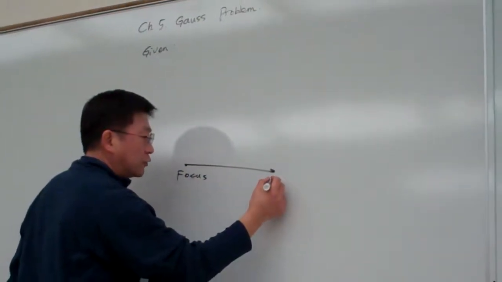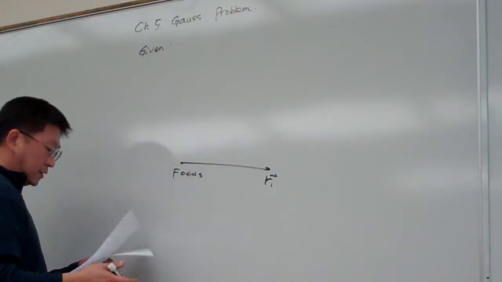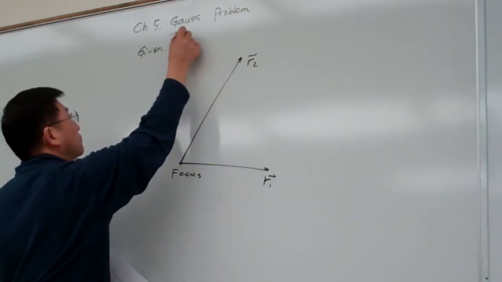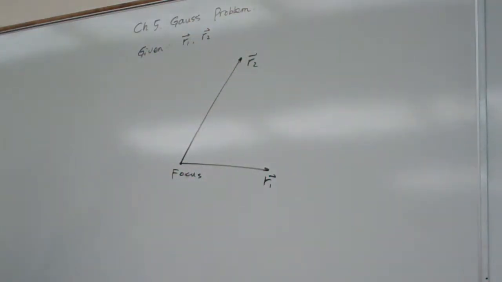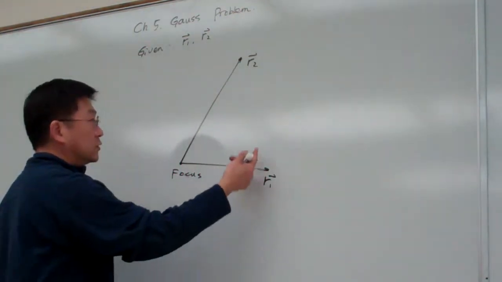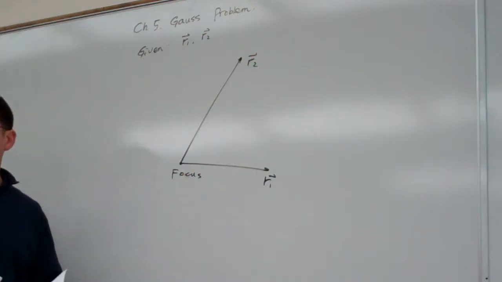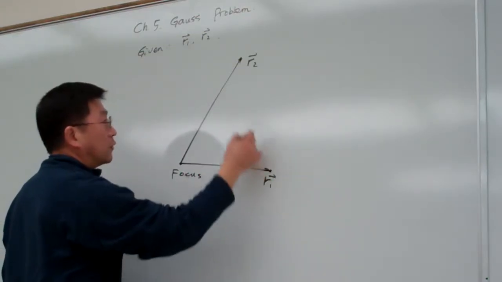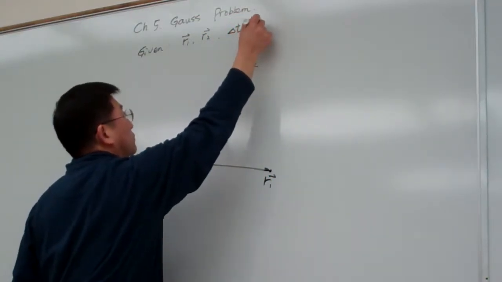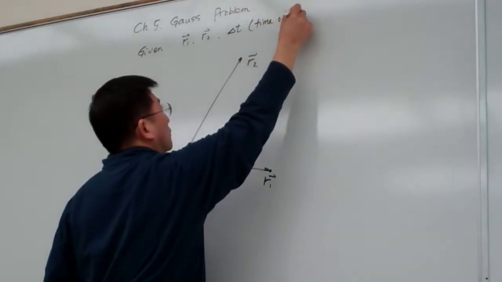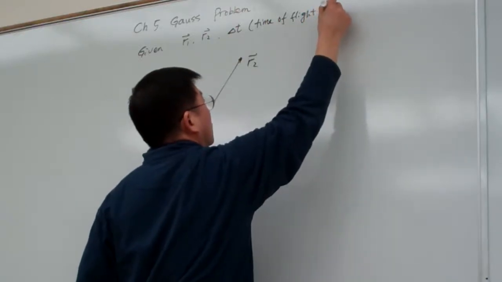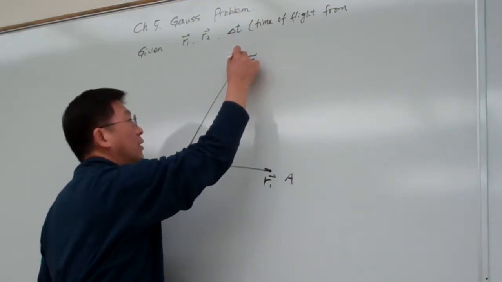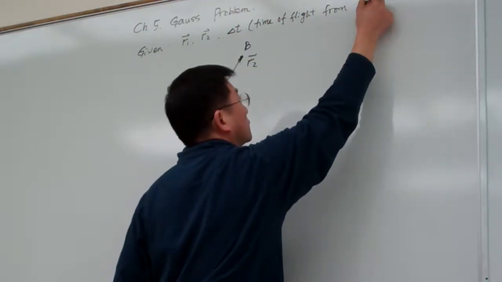And we are given the two positions, R1 and R2. We know the two positions, and R1 can be the initial position, R2 can be the destination we want to intercept. And also we are given the time of flight from position 1 to position 2. Let me call R1 pointing to a position A, and R2 pointing to point B, from A to B.